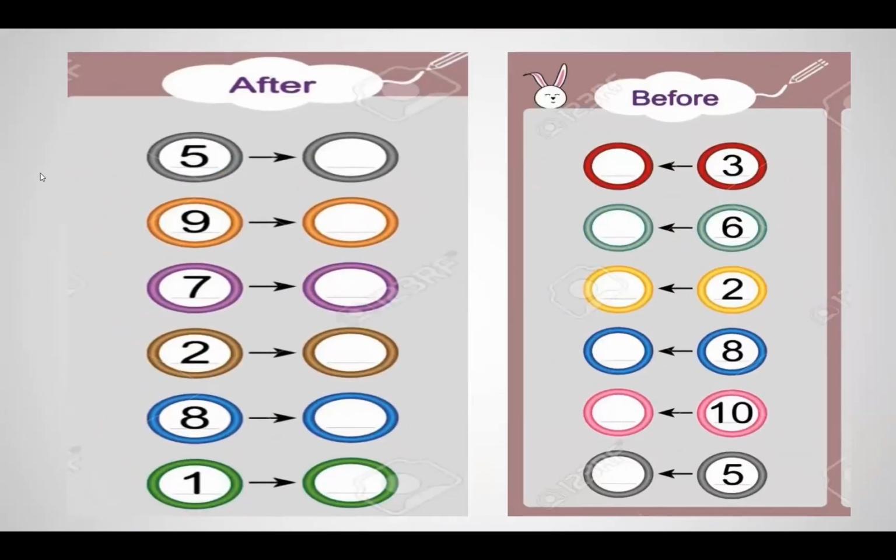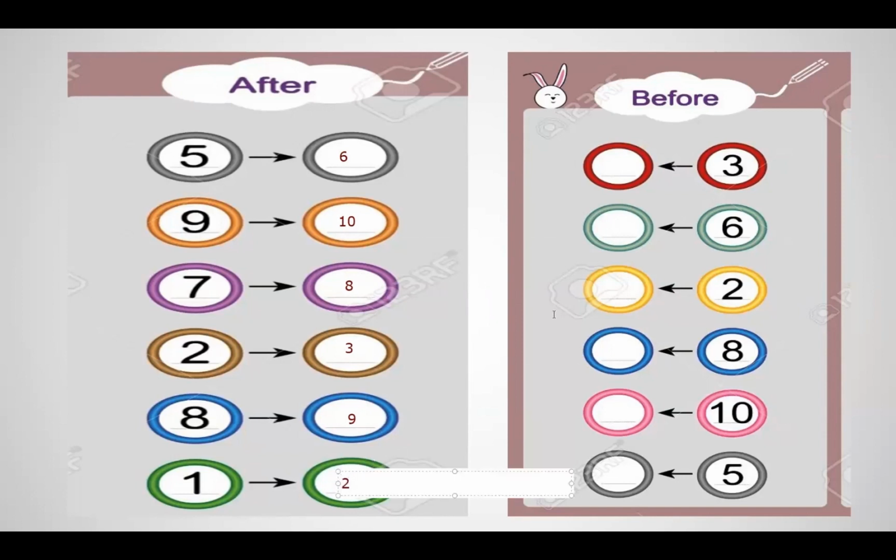Here I want to write the number that comes just after, and here on the other side we are going to go before. After 5, 6. After 9, we have 10. After 7, 8. After 2, 3. And after 8, 9. After number 1, we have 2.